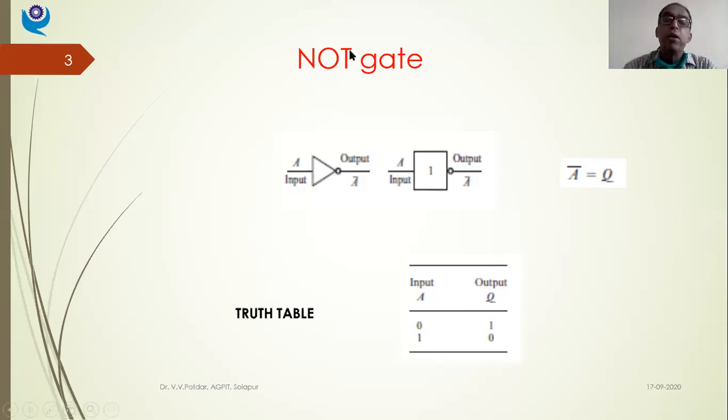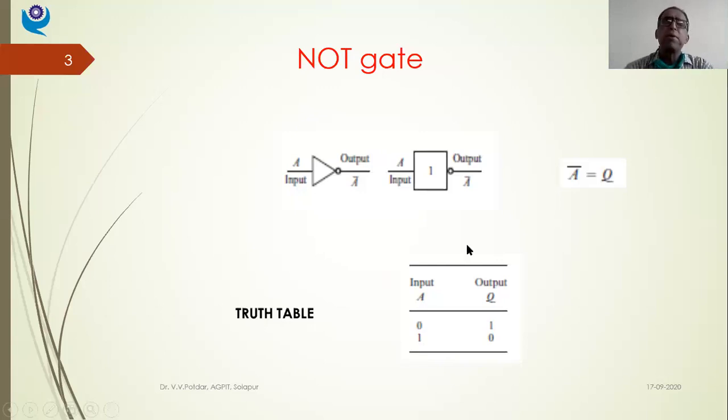So this A bar corresponds to inversion. What the NOT gate does, whatever is the state of the input, that will be inverted and given as output. So the equation is output Q is equal to A inversion or A inverse or A dash or A bar. That is my output. So the truth table is, if A is 0, if the input is 0, what will the NOT gate do? It will invert whatever is the input. If A is 0, it will make it 1. If A is 1, it will invert it. It will make it 0. So this is the NOT gate.